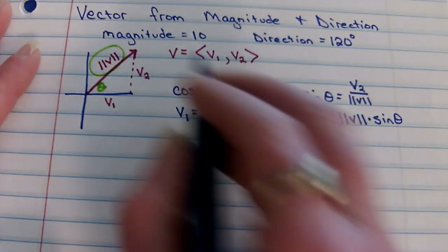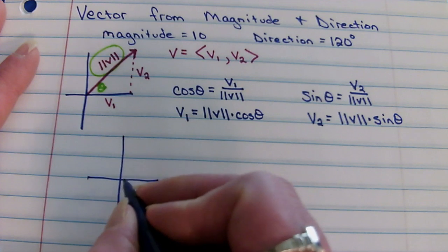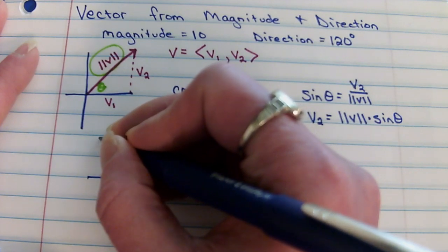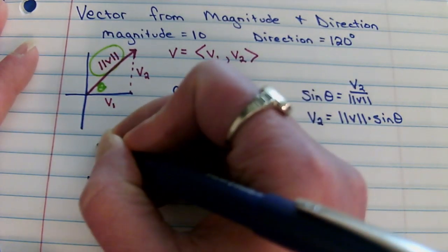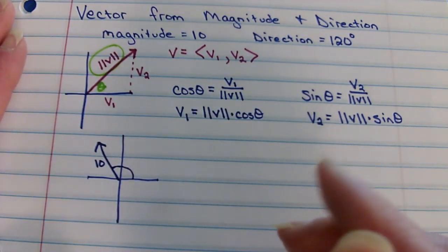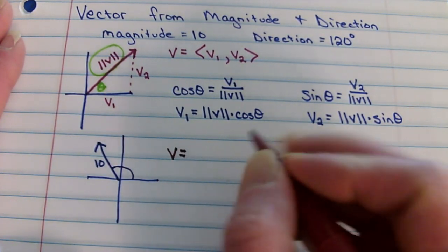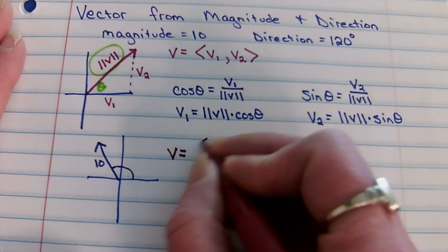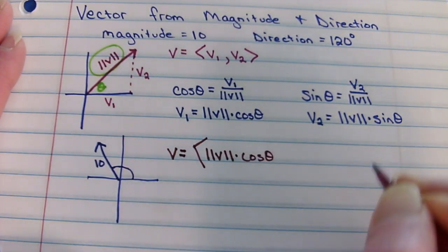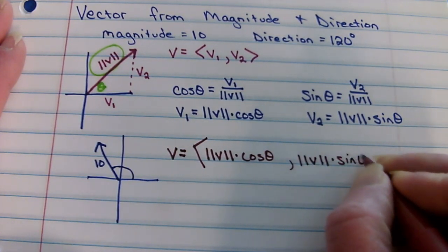So I wrote an example up here, magnitude of 10, direction of 120. That would mean that if my direction's 120, I'm going, let's see, 90 over here. And here's my vector, and it is 10 long. To find that vector, all I'm going to have to do is take the magnitude times cosine of the angle, and then take the magnitude times sine of the angle.